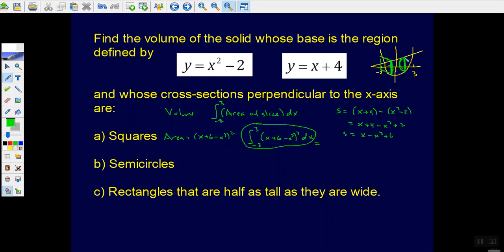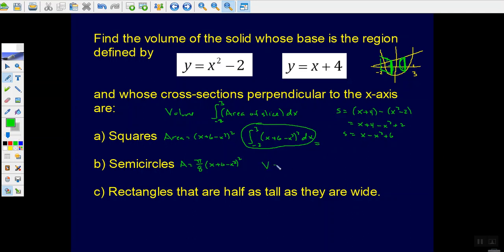If the cross sections are semicircles, the diameter is the distance from the upper function to the lower function, and we learned that we actually developed this formula ourselves, that the area of a semicircle with a given diameter was pi over 8 times the diameter squared, where the diameter is that quantity s. So the diameter was x + 6 - x², and pi over 8 times the diameter squared ends up looking like that. Notice it's almost the exact same thing as the square cross sections, just with that extra coefficient pi over 8.